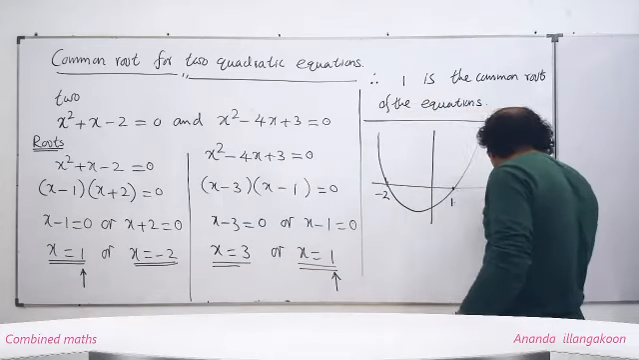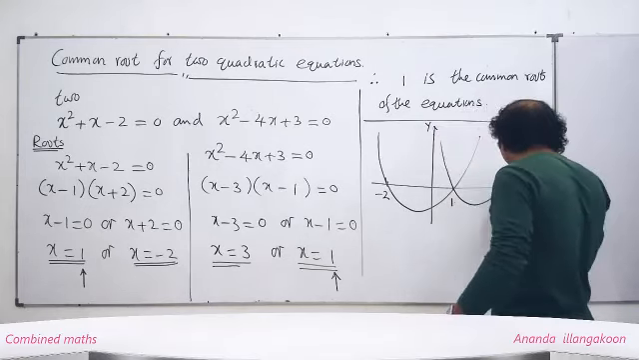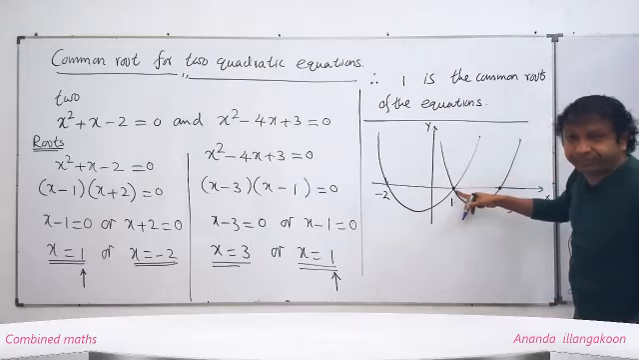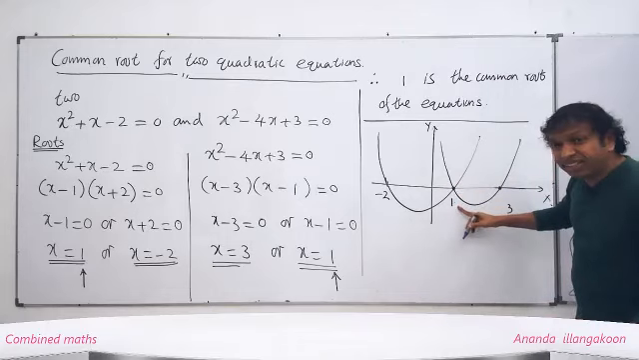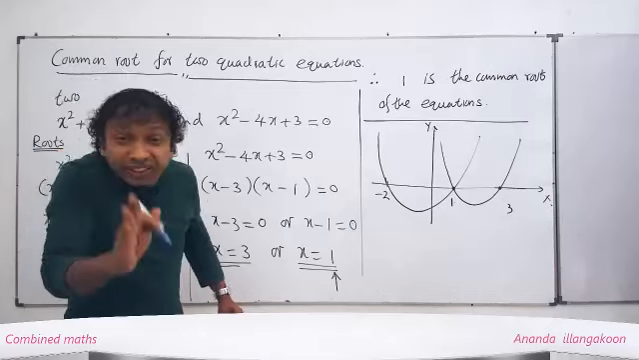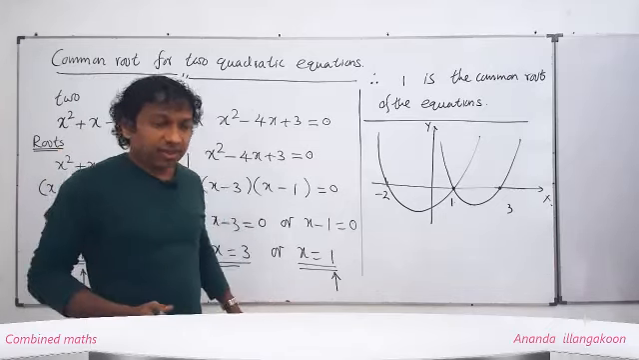These are not 100% accurate graphs, people. I drew rough sketches to show the geometrical meaning of the common root. What is the geometrical meaning of the common root? Both graphs together cut the x-axis at the same point. That point is 1 in this case. That is why these two equations have a common root at x equals 1. So at the common root place, both graphs simultaneously cut the x-axis. Here, this is the common root place.